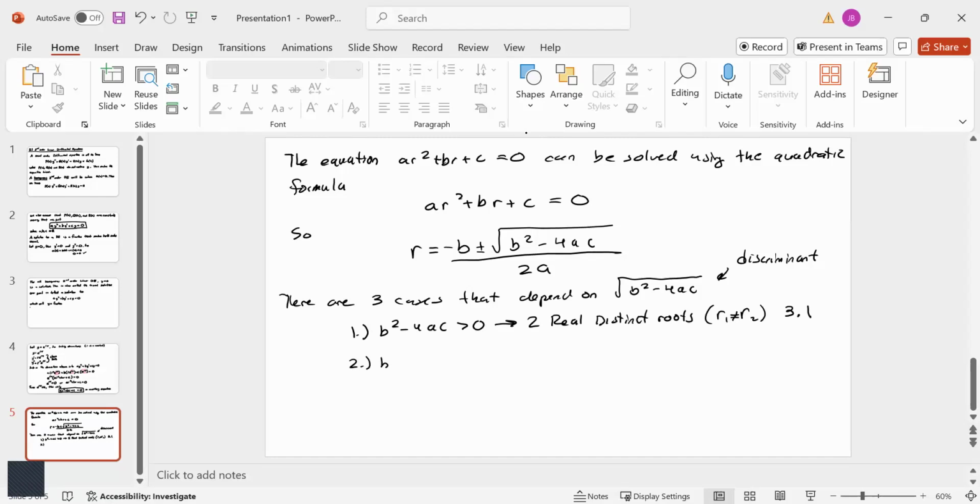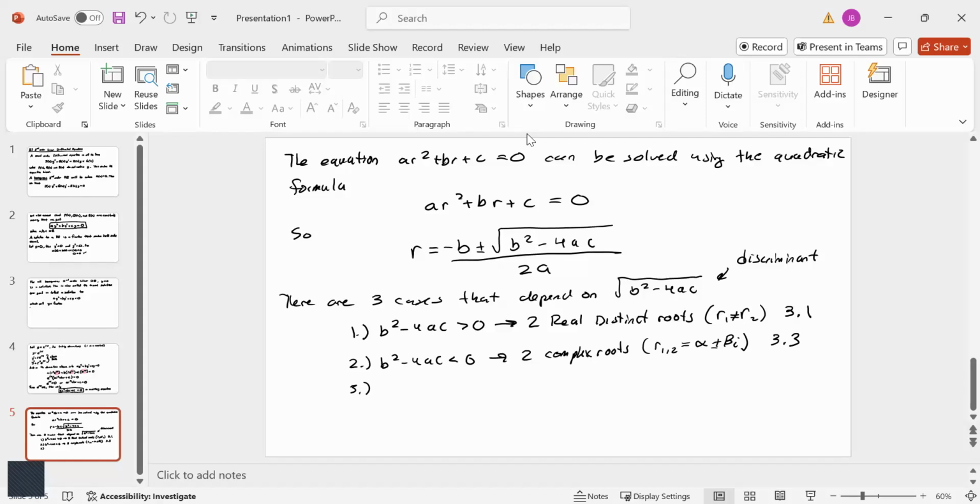The second case is when you have a negative number. So you're going to have two complex roots. So that's going to be r1,2 equal to some alpha plus beta i value. So some complex number, right? And that'll make more sense in the future. This is 3.3.